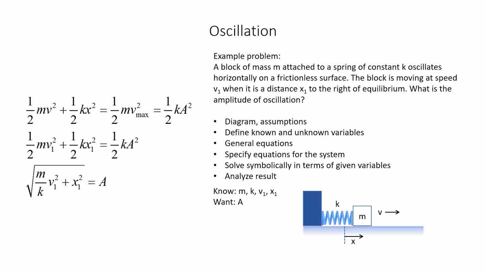We can do a little bit of analysis here. The bigger the ordered pair x1 and v1 are, the larger the amplitude. That makes sense, since it would be moved farther away from equilibrium and moving faster. That means that the total amplitude must be bigger.